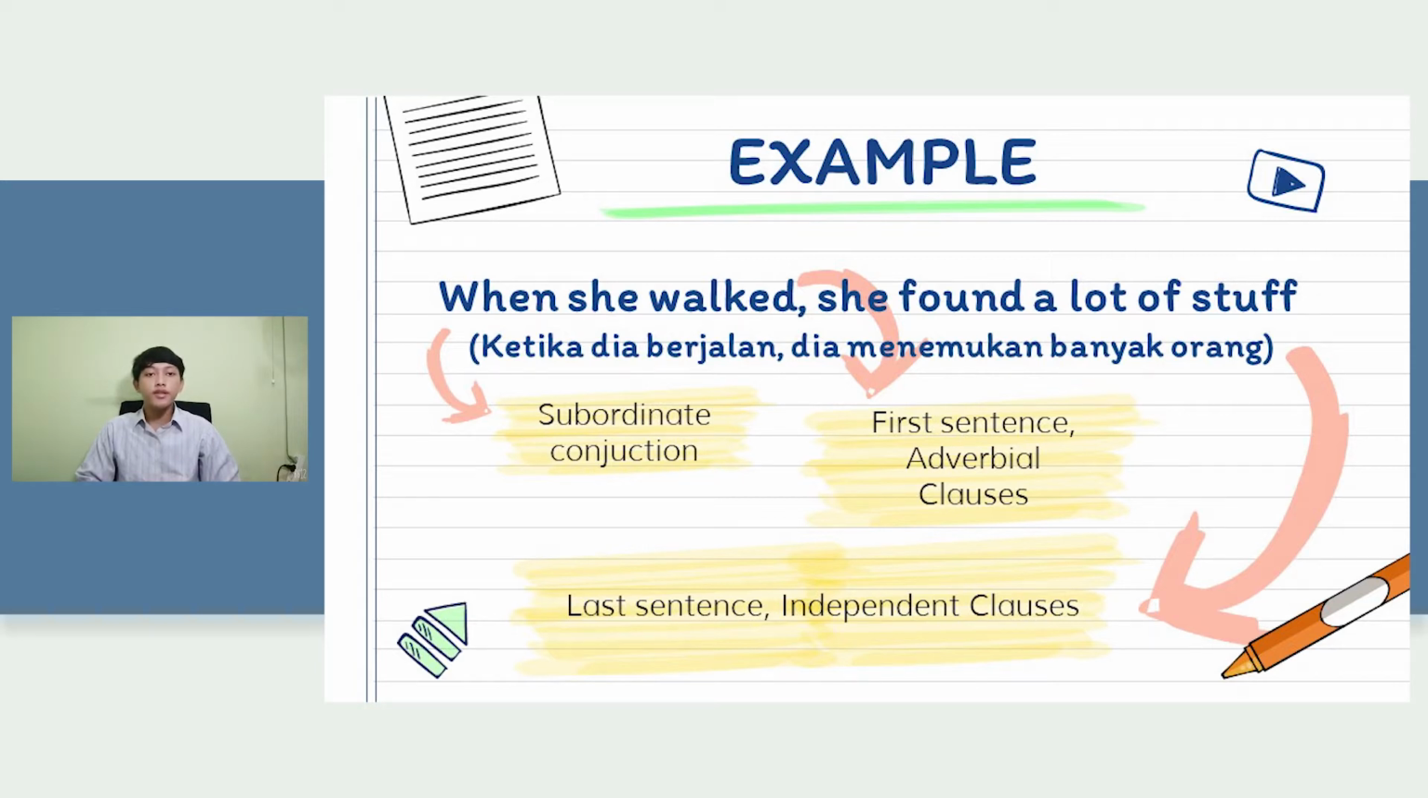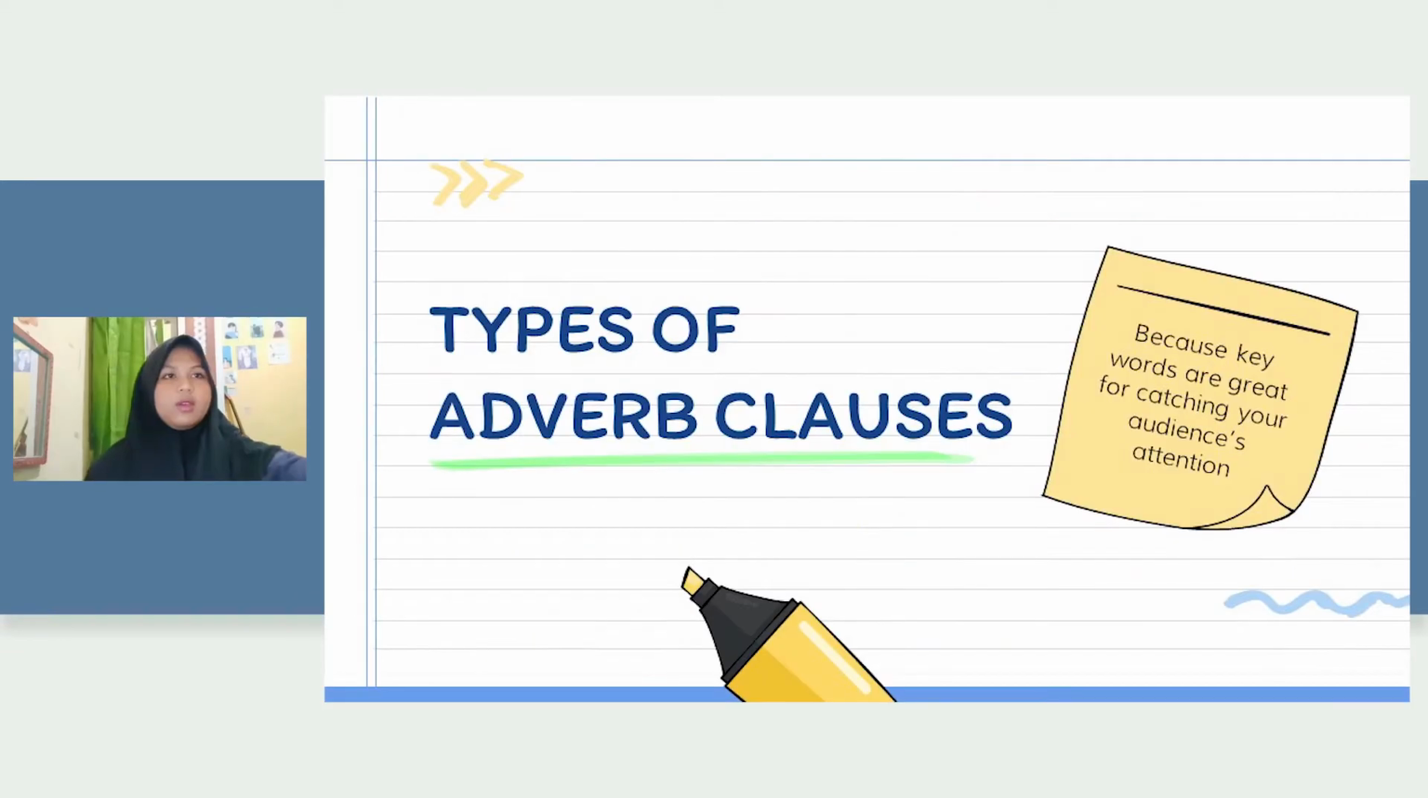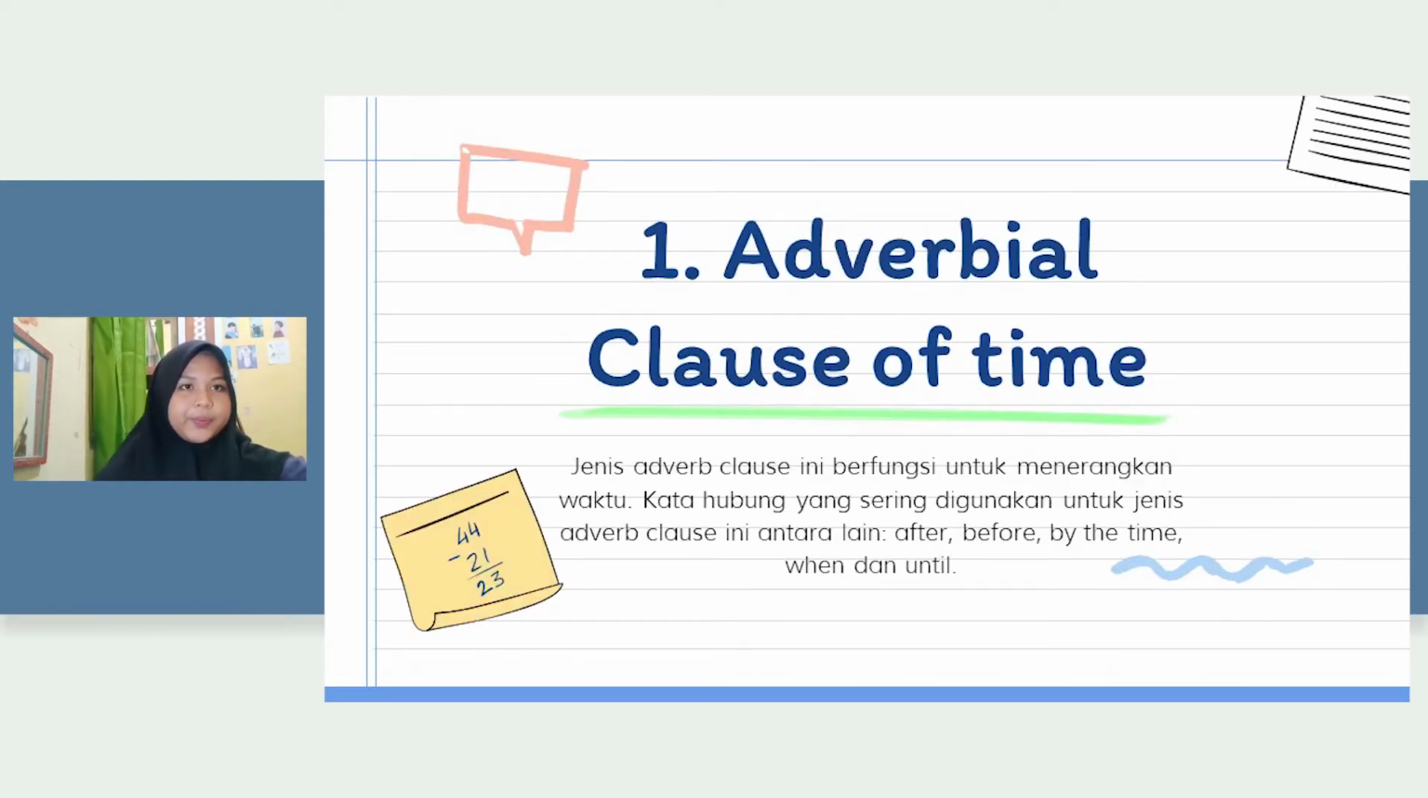The material will be taught by my friend Vijiantika. Before moving on to discussing examples of adverb clauses, we first identify the types. Type 1: adverbial clause of time. This type of adverb clause is used to describe time. The conjunctions that are often used for this type of adverb clause include after, before, by the time, when, and until.